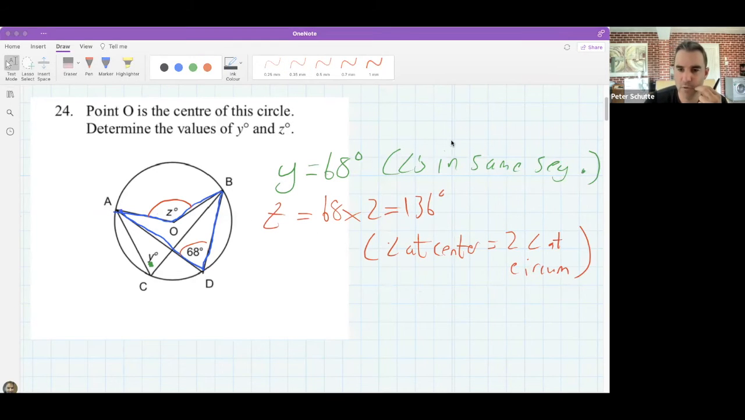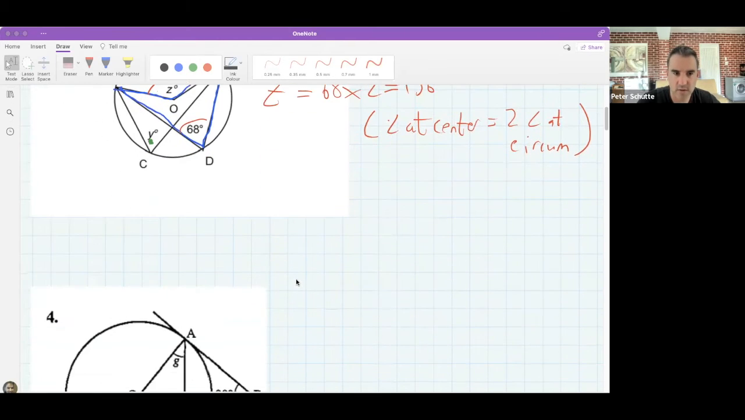Give me a thumbs up if you're all okay with that. Just want to get a quick check-in with the group. You follow my thinking? So one of the things I want to make sure that we're clear on is that the angle at the center is always going to be bigger than the one at the circumference. You can kind of visually see it, but I just want to reinforce that. Okay. Awesome. Let's go on to the next question.